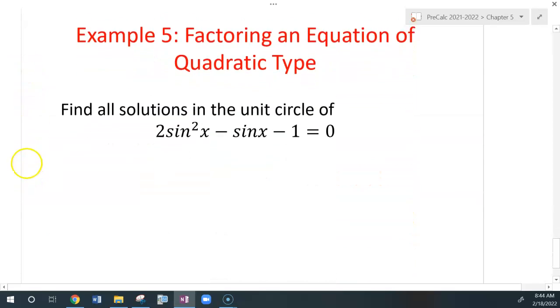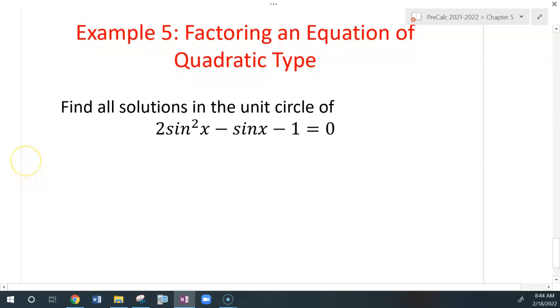Okay, we're going to do some factoring now. We're going to find all the solutions in the unit circle. So that means I'm going 0 to 2 pi. And I have 2 sine squared x minus sine x minus 1. And I need to factor that.